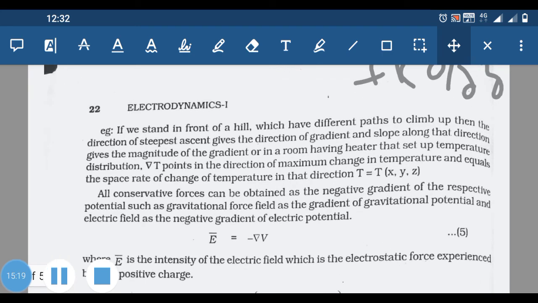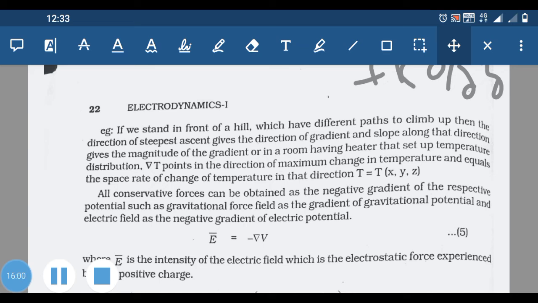Now, as an example, if we stand in front of a hill which has different paths to climb up, then the direction of steepest ascent gives the direction of the gradient, and the slope along that direction gives the magnitude of the gradient. Or, in a room having a heater that sets up a temperature distribution, it will give the maximum rate of change. That is the meaning of grad phi. Grad T points in the direction of maximum change in temperature, which equals the space rate of change of temperature in that direction. So if a scalar function is given, you evaluate grad phi, and grad phi gives the maximum rate of change of that scalar function.